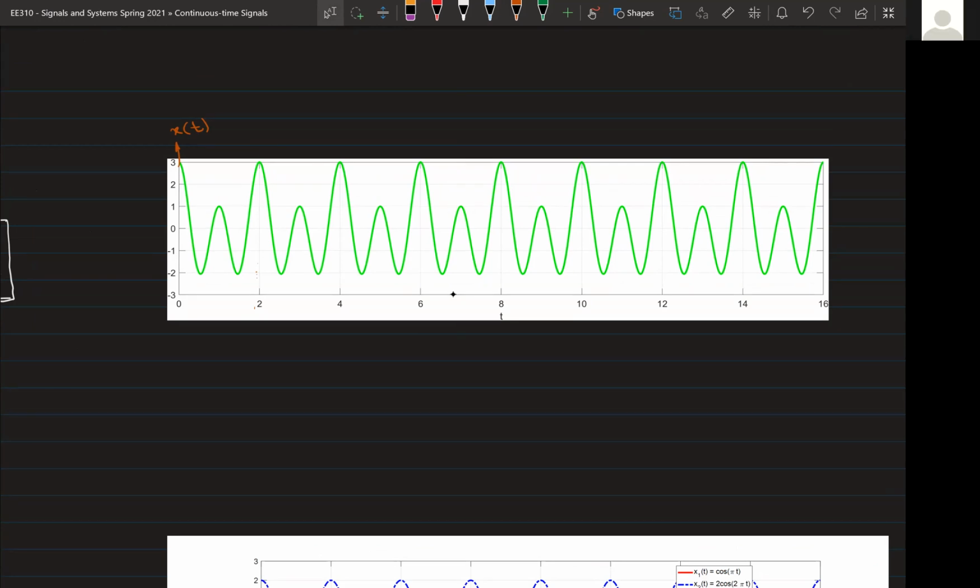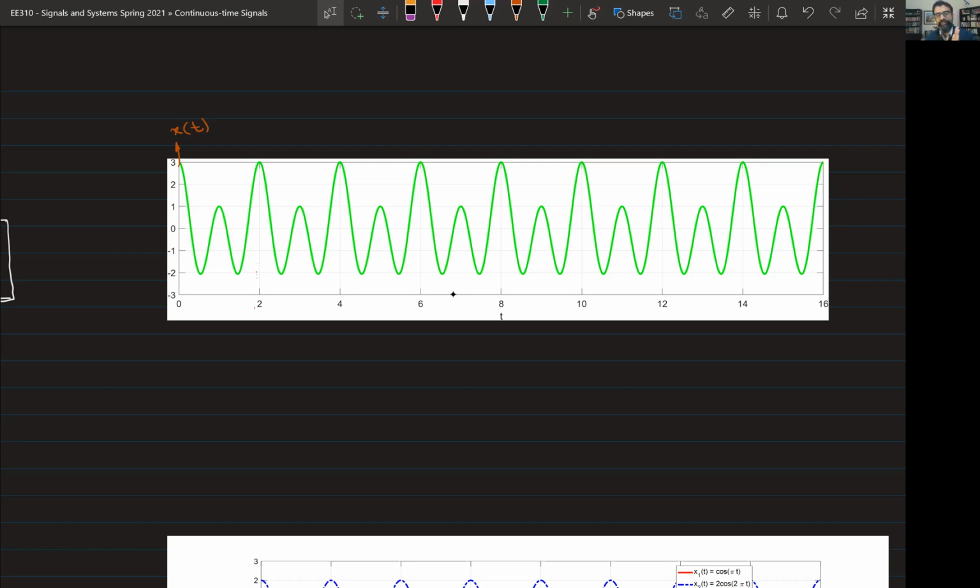It could be 2. It would be 2. Okay, so here the fundamental period is 2. Can it be 1? No, because from 0 to 1, the pattern isn't the same. Okay, so 2 is the smallest number that satisfies the periodic condition, x of t equals x of t plus capital T, because the smallest capital T which satisfies that is capital T equals 2.